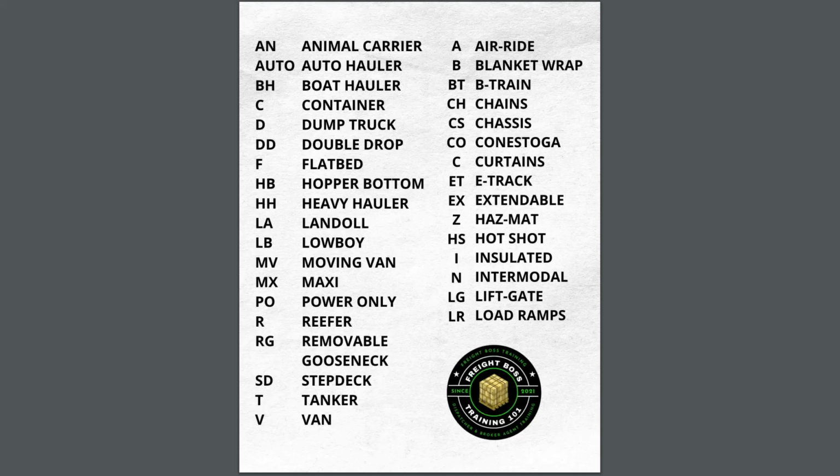Okay, so you just saw some different types of equipment, and these are the abbreviations for them. Now you're going to see these abbreviations a lot on a load board, but you're not going to see all of them all the time. Things like hopper bottom, heavy hauler, animal carrier, extendable. You're not going to see those very often.